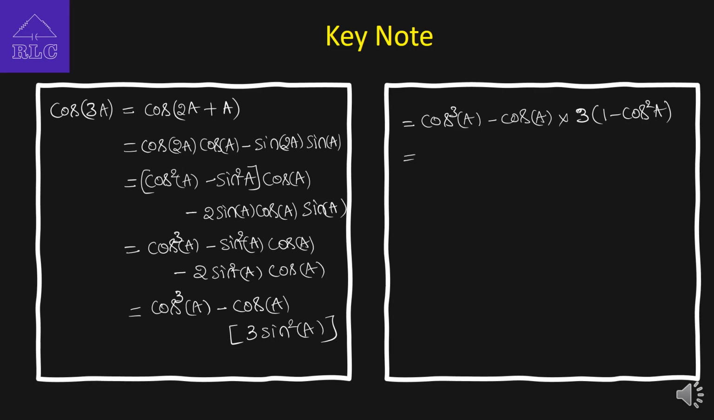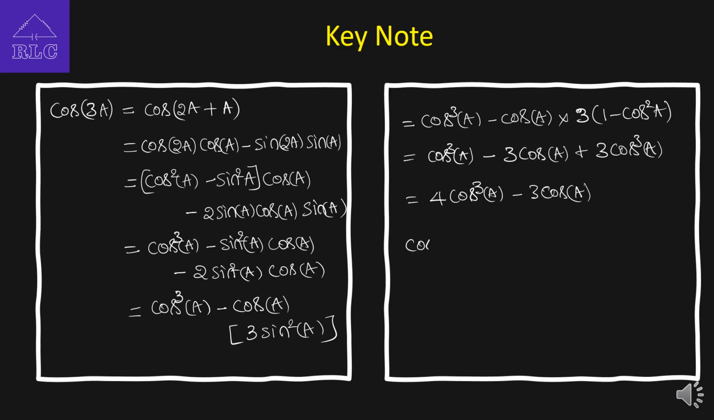Now this one is equal to cos cube a minus, if you multiply this inside, how much you'll get? 3 cos a plus 3 cos cube a. So which is nothing but 4 cos cube a minus 3 cos a. So finally we got cos 3a value as 4 cos cube a minus 3 cos a.